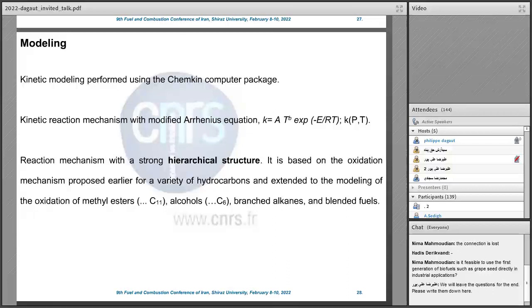The reaction mechanism has a strong hierarchical structure. It is based on the oxidation of a range of hydrocarbons and oxygenate fuels that we studied in the past. So the core mechanism is the hydrogen-oxygen submechanism. Then we have the C1 subscheme, C2, etc., up to about the size of the fuel that we are studying.